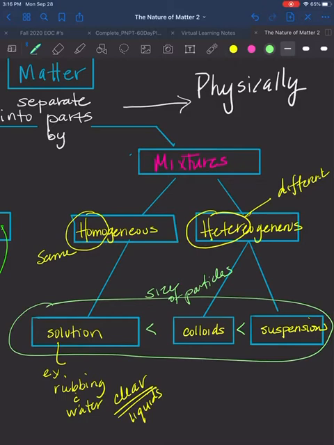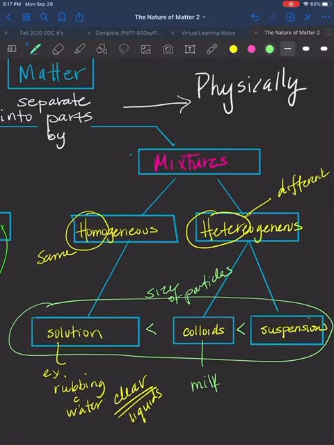In colloids, the particles are big enough that you can see them, but they still stay dispersed throughout the medium or the liquid generally. And in suspensions, those particles are big enough and heavy enough that they can be filtered out, or they're so heavy that they fall to the bottom of your solution. So I'm going to give you a couple of examples here. One example of a colloid is milk.